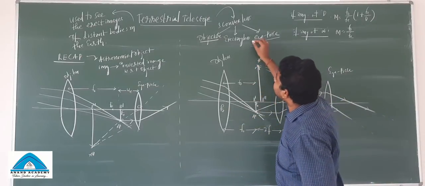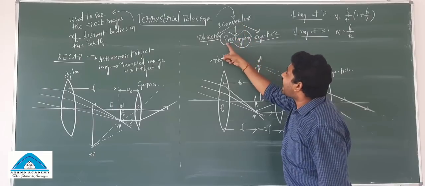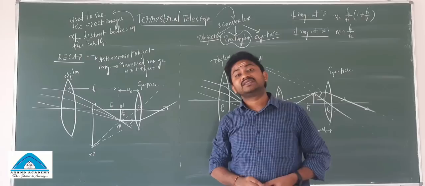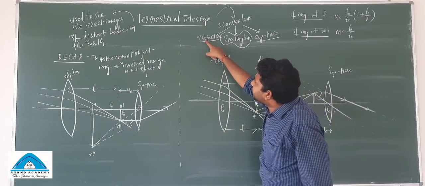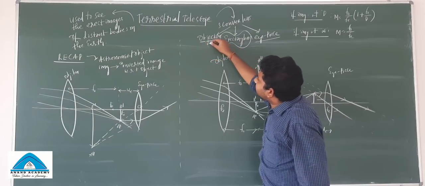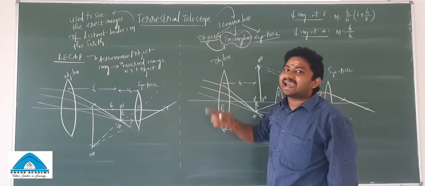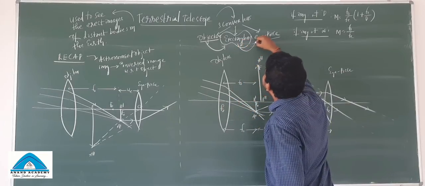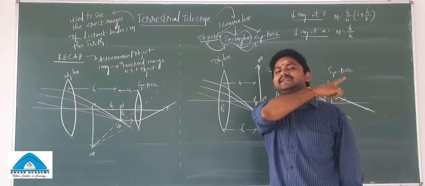So what is the lens we are introducing here? This is one more convex lens called the erecting lens. What is this erecting lens? This is the important one. There will be an image formed by this objective lens. That image will be erected by this erecting lens, and this image will behave as an object for the eyepiece, and the final image you get is erect.